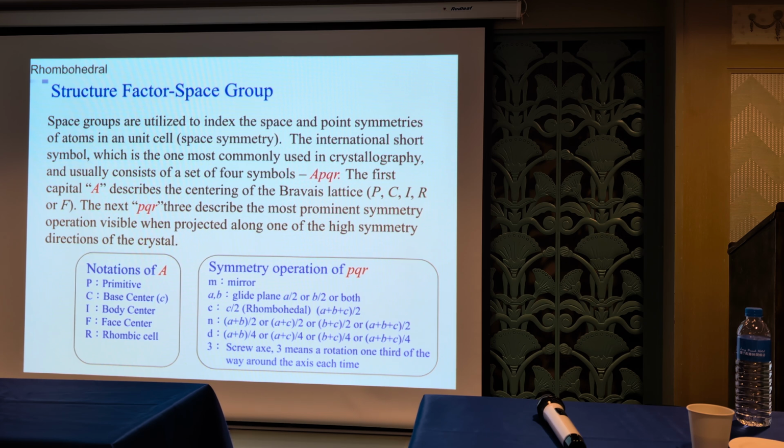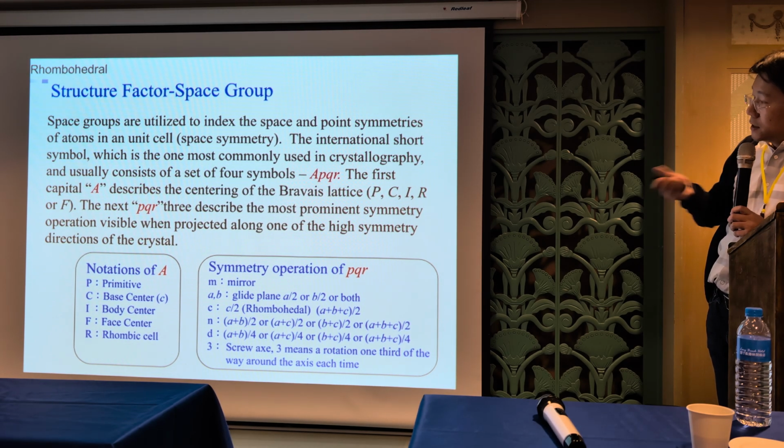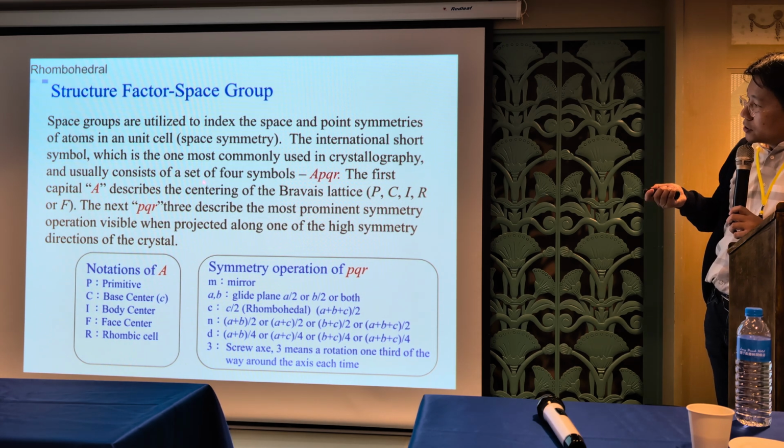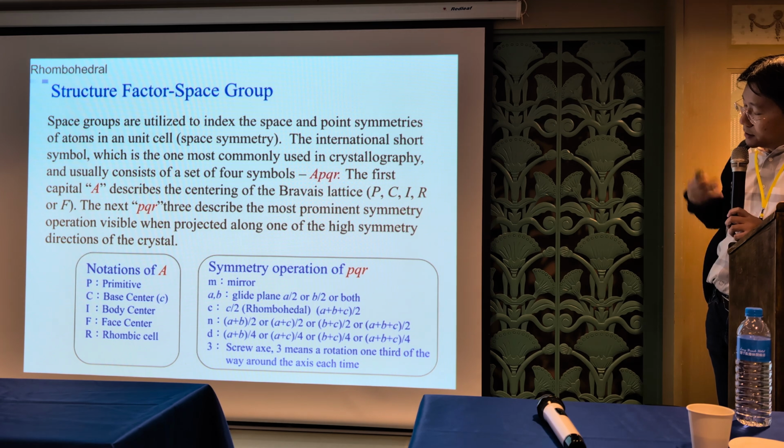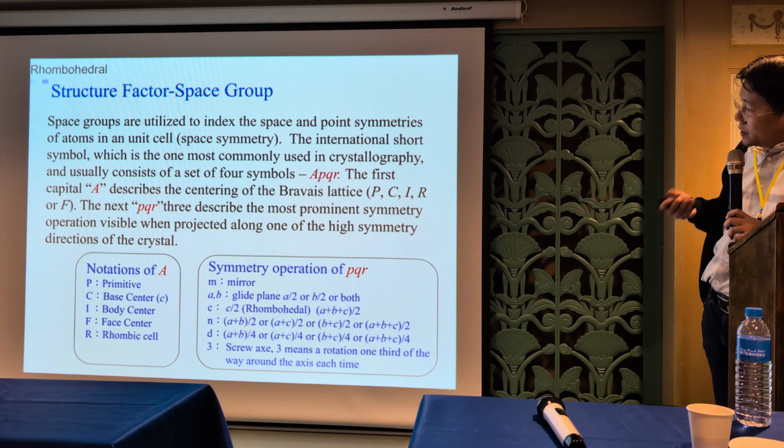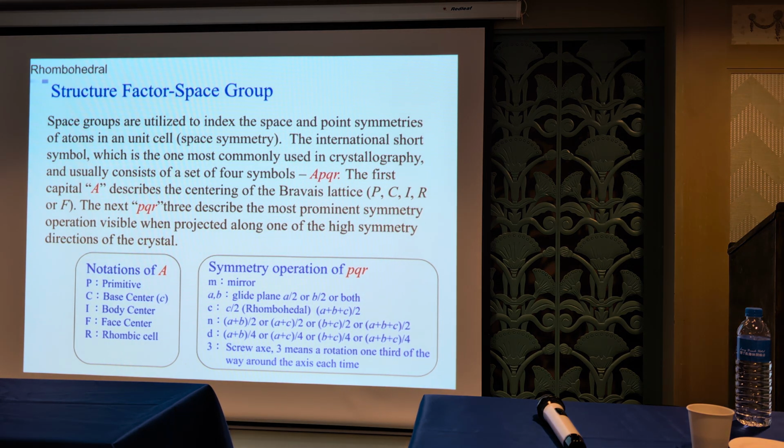So that's the most important thing that many students are not familiar with in this case. What is called space group and the notation of the space group. Typically we always write the space group with a notation like A-P-Q-R, where the A is the type of your crystal, such as primitive, base-centered, body-centered, face-centered, or rhombohedral cell. And the PQR is the symmetry operators. So these two combined together tell you the space group.